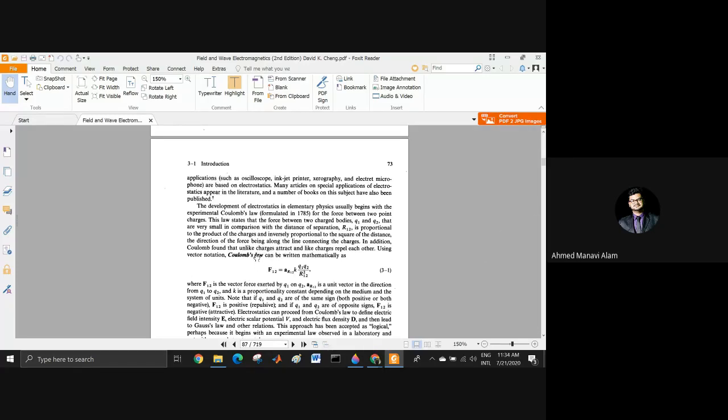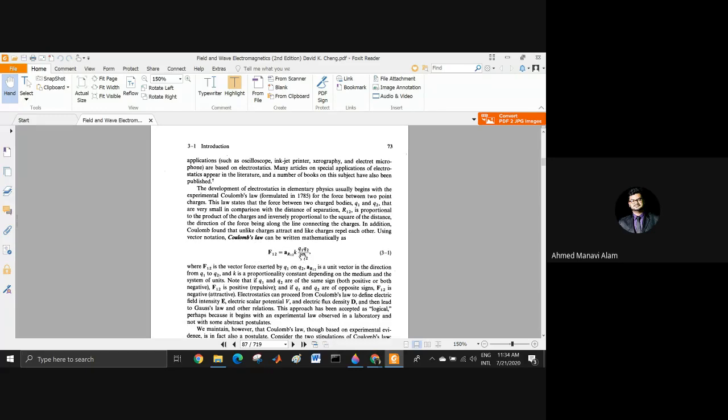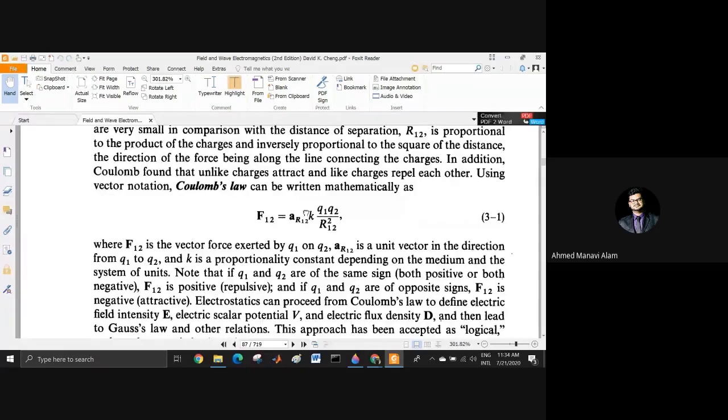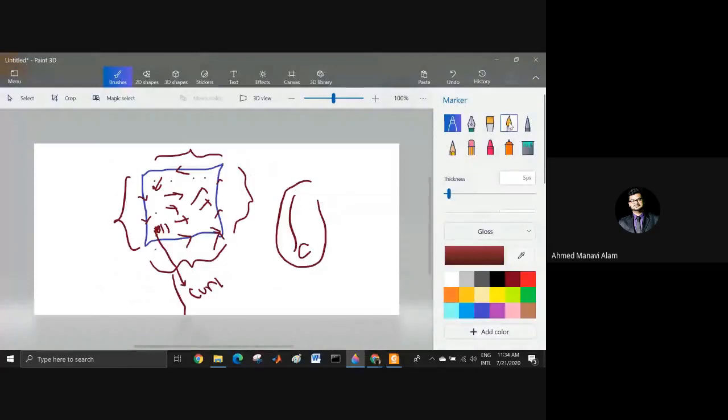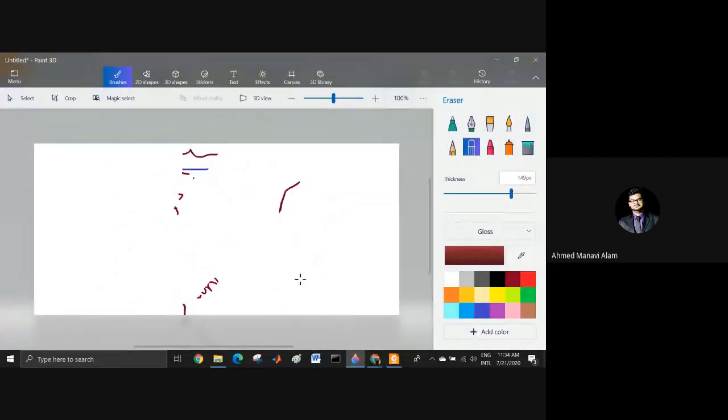Coulomb's law can be written mathematically as F12 = a_R12 K Q1 Q2 / R². If you remember the Coulomb's law you have learned, it was very simple: F = K Q1 Q2 / d², where some of you write the constant K, some write C. This was my Coulomb's law.